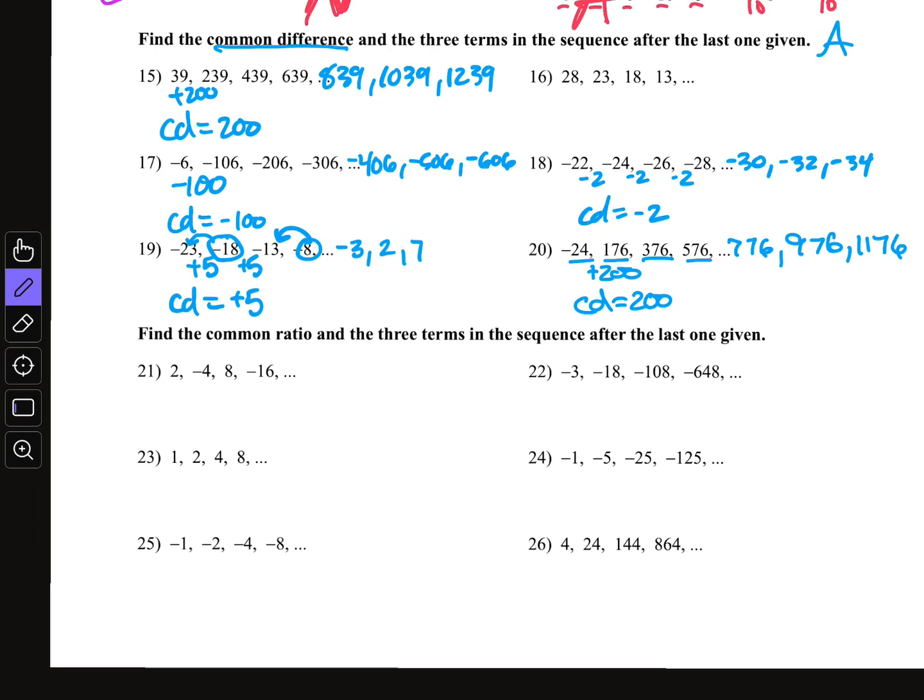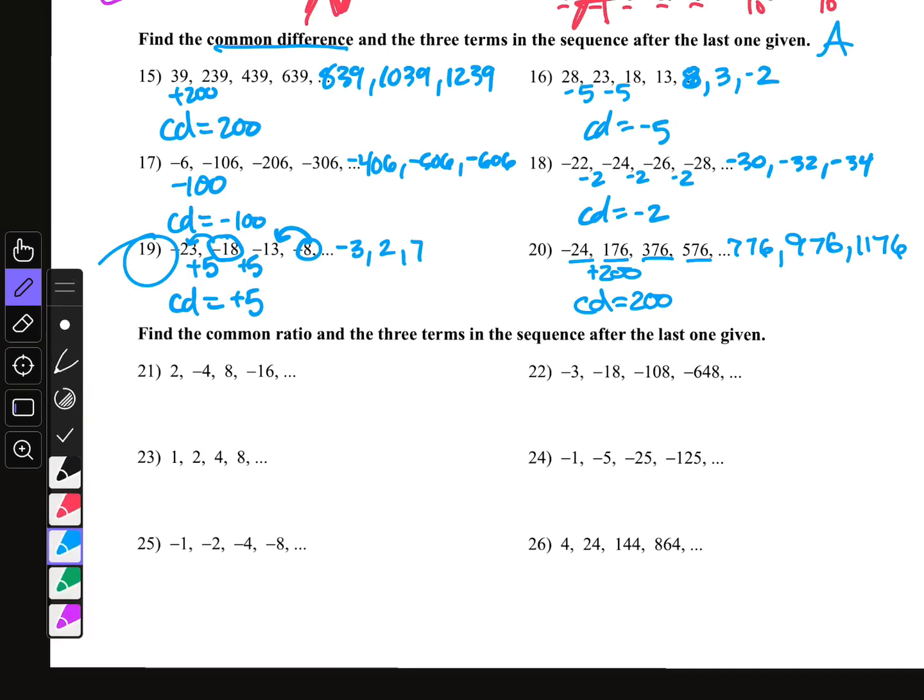Finally, 16, 28 to 23 to 18, that kind of looks a lot like 19, doesn't it? So this time we're subtracting by 5 each time. So common difference is negative 5. So this would be positive 8, positive 3, and negative 2. All right, so there's those 6.